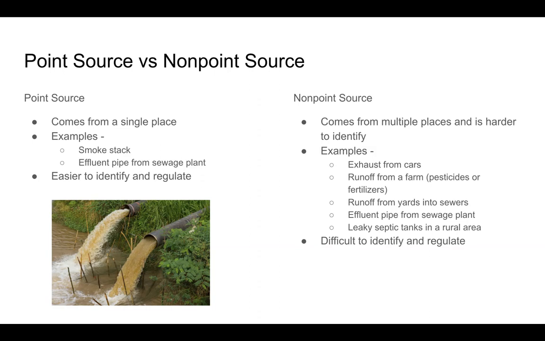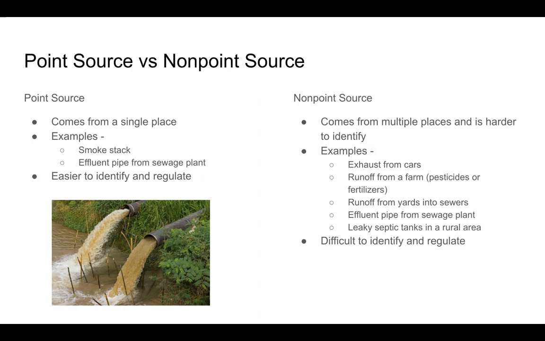Runoff from yards into sewers. So in a lot of urban and suburban areas, people love to apply fertilizers and pesticides for their lawn so it's nice and green and uniform. And that can run off into the sewers and then cause issues in the rivers where the sewers flow into. Are there certain homes that are using it more in excess than other homes? And so very hard to regulate and find.